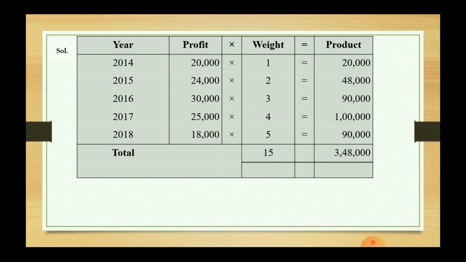Now we will assign the weights given to us in the question: 1, 2, 3, 4, 5. On multiplying profit with their respective weights, the first product we get is 20,000, next is 48,000, third is 90,000, fourth is 1 lakh, and finally the last one is 90,000. As per the requirement of the question, for computing weighted average profit, we need the sum of products, which is to be divided by the sum of weights. So the sum of products here is 3,48,000 and the sum of weights is 15.